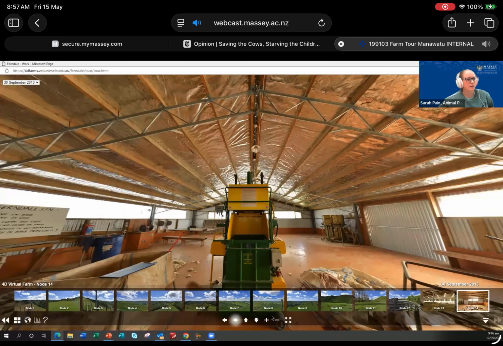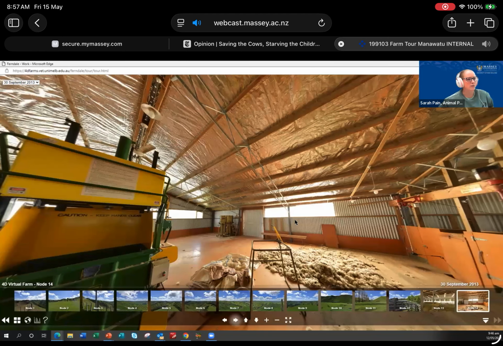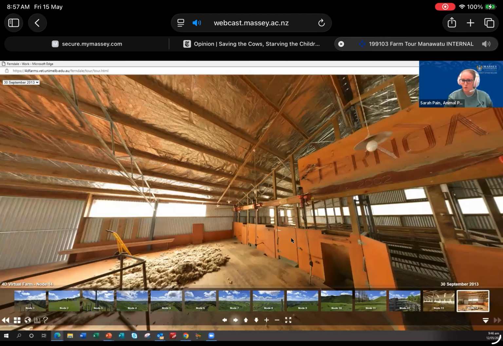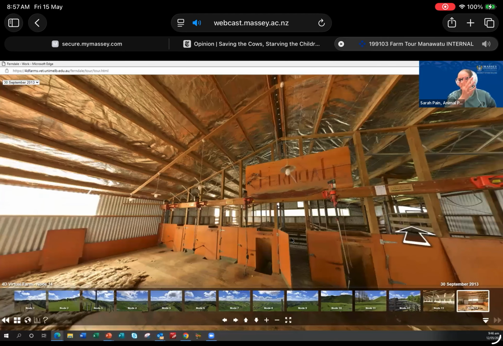That'll bring the sheep up here into the back part, into where all these little holding pens are. It's a slatted floor, so any poop and wee will fall through and collect down the bottom. Sometimes you can clean that out; sometimes sheds don't bother. So sheep will come up through the back here, and they're held in all of these little holding pens.